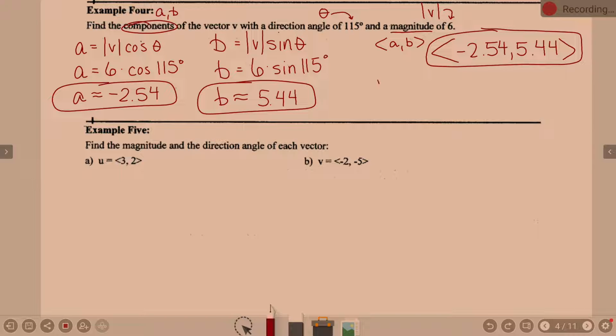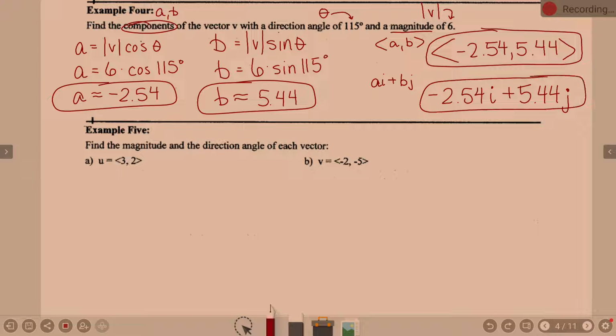The other way would be to write this as a linear combination. So A times I plus B times J can be written as a linear combination. And so in this case, I would write it as negative 2.54 times I plus 5.44 times J. Just variations of how you can write component form.